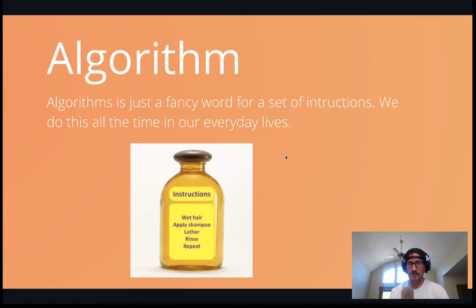And really, an algorithm is just a fancy word for a set of instructions. We do algorithms all the time in our everyday lives. For example, washing our hair. Get your hair wet, apply the shampoo, lather, rinse, repeat. This repeat's kind of funny. If this were a computer, I'd just do this forever. But anyway, that's all an algorithm is. It's just a set of instructions.